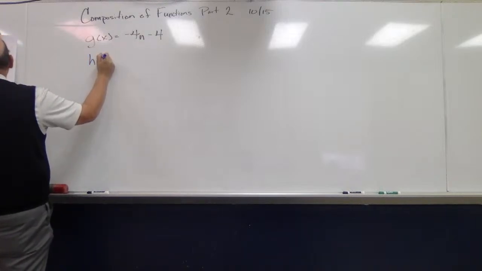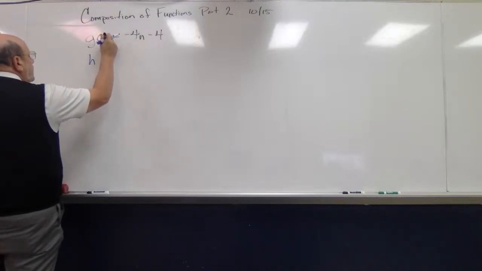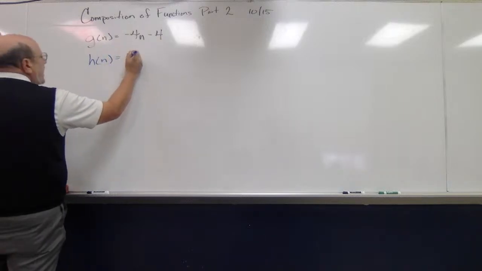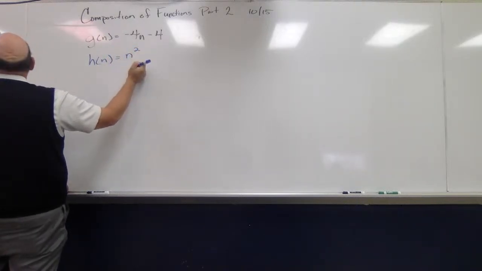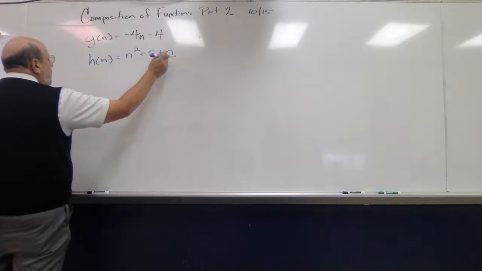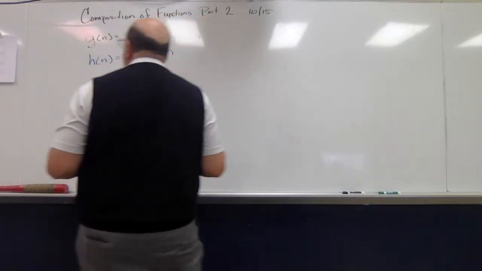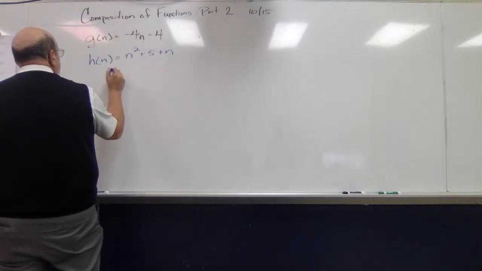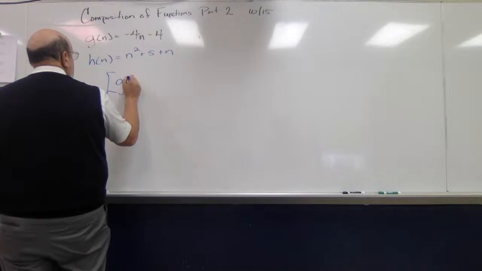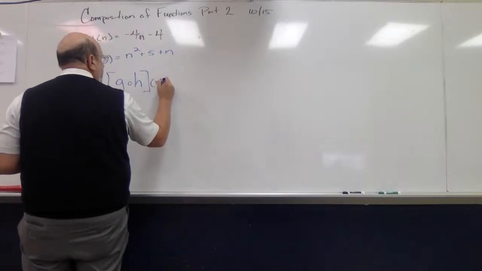I'm going to use a different color. It says h of n is n squared plus 5 plus n. I don't know why they put it in that order, but I'm not going to scream yet. And it says find g composed of h of n.